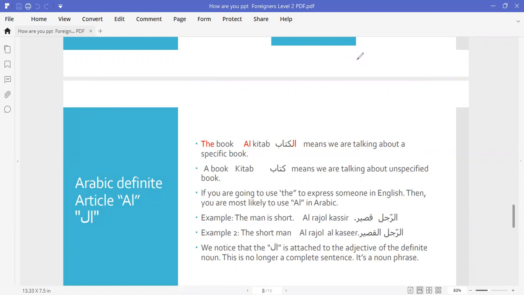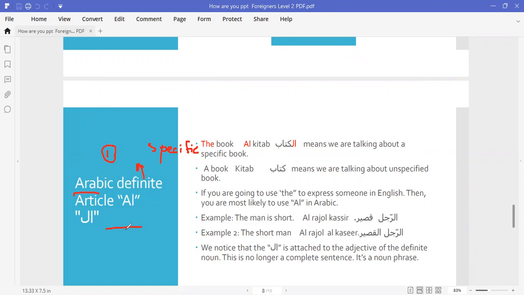The first grammar lesson is the Arabic definite article. What do you mean by definite? I'm talking about an article that is specific. I've passed this idea through the lecture. So, the Arabic definite article that we're going to talk about here is "the".